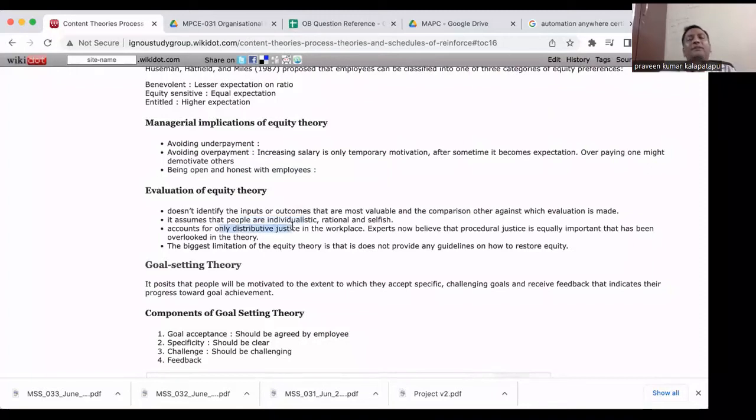It accounts for distributive justice. Basically, it results in, okay, I keep your salary the same. So it doesn't really bring high performers and all those things into the picture, right? So basically, social justice is what it talks about.